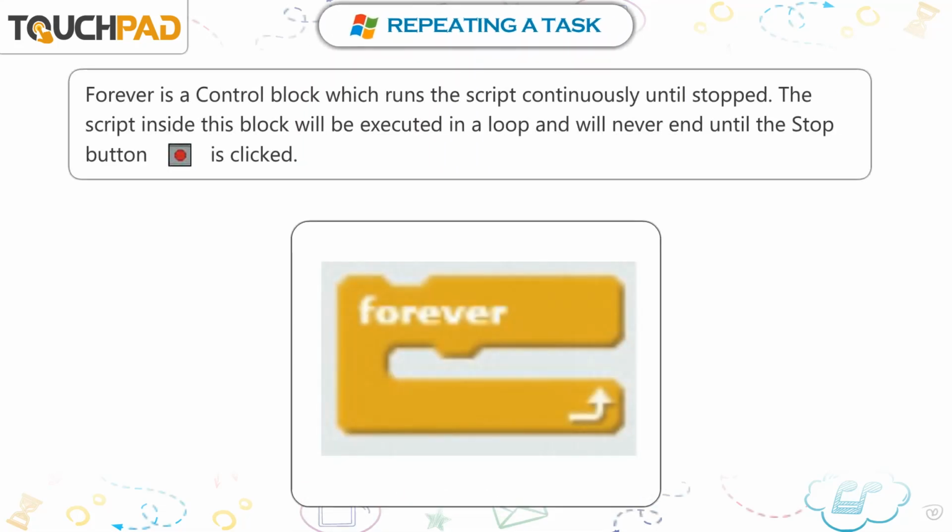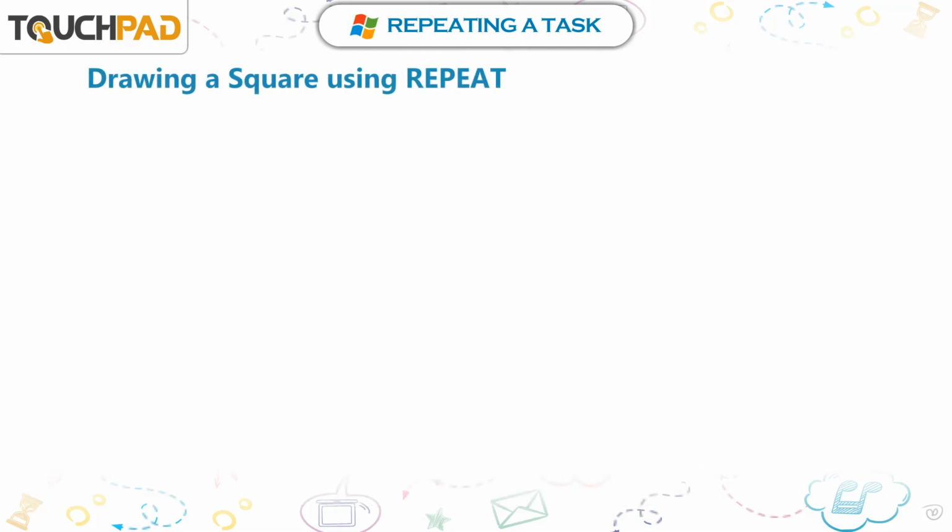Repeating a task. Forever is a control block which runs the script continuously until stopped. The script inside this block will be executed in a loop and will never end until the stop button is clicked.